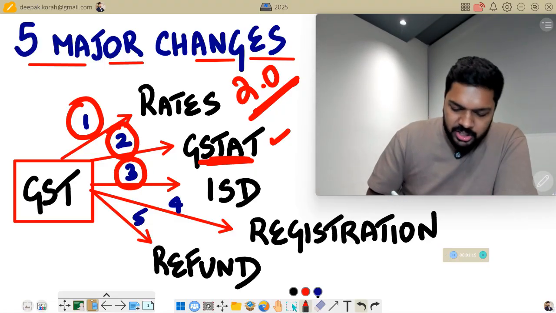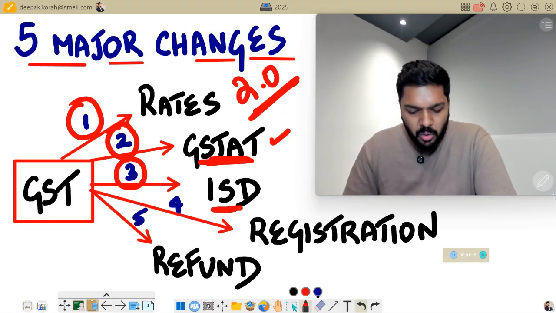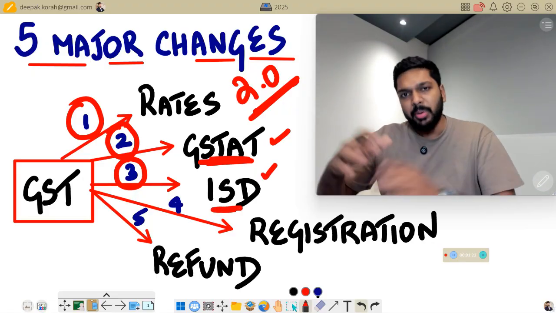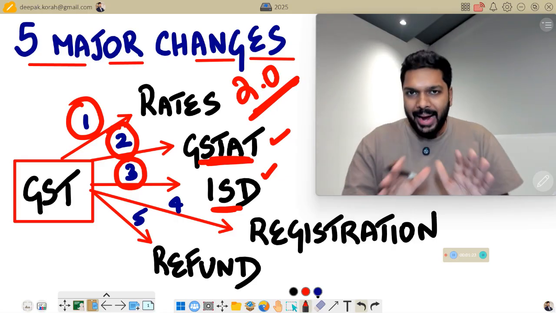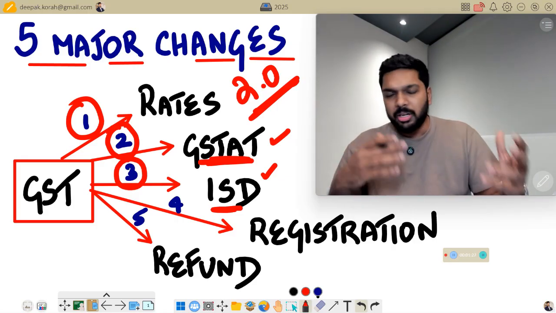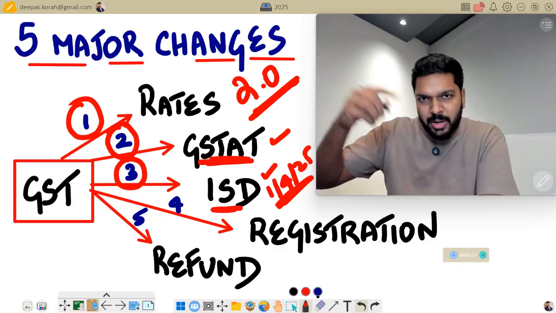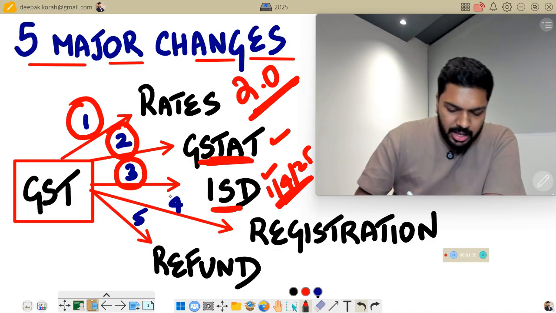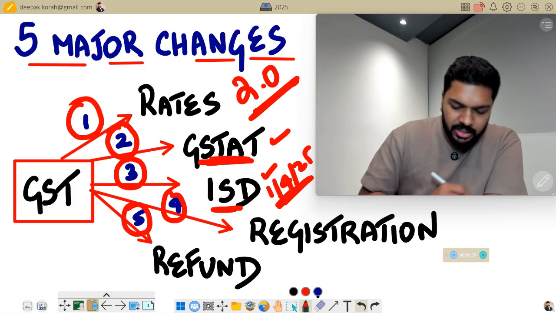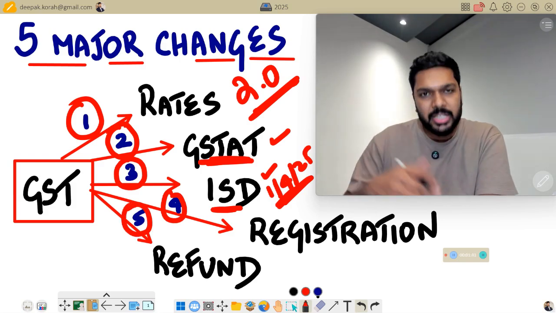The third change is called the Input Service Distributor registration change, wherein if you have a head office and multiple branches, you now have to mandatorily get an ISD registration done for your head office and do some return filing and all that. This came about from 1st April 2025, and this is a mandatory registration irrespective of the turnover limits. The fourth and the fifth changes are something which has made life easier for taxpayers.